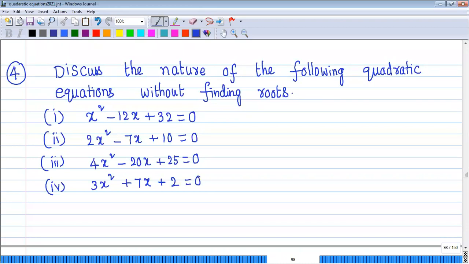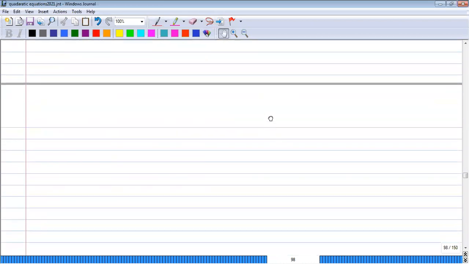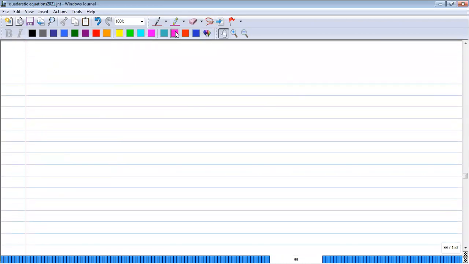So now as we are asked to discuss the nature of the following quadratic equations without finding the roots, that can be found only by evaluating the value of their respective discriminants. As for the value of the discriminant, easily we can comment on the nature of the given quadratic equations. So let us proceed for the first problem.